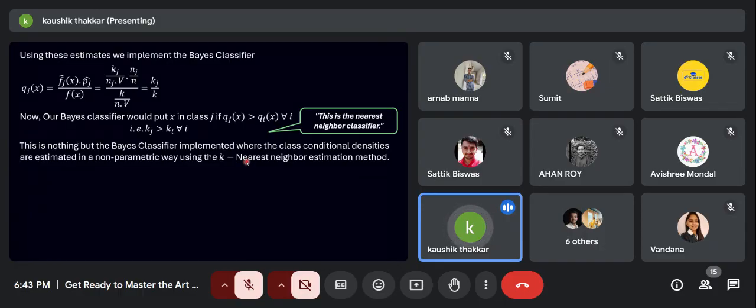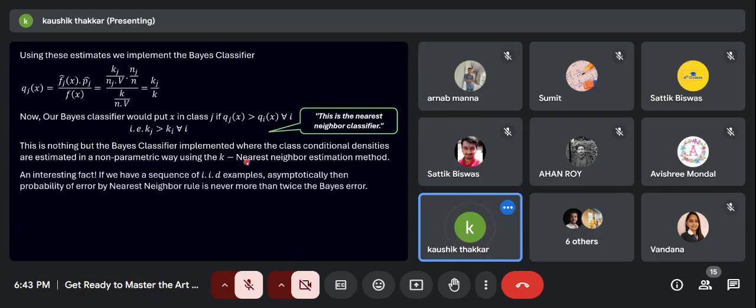As I said, this is nothing but the Bayes classifier implemented, where the class conditional densities are estimated in a non-parametric fashion using the k nearest neighbor estimation methods. Now, a very interesting fact to know is that if we have a sequence of IID examples, asymptotically, the probability of error by the nearest neighbor rule that we have derived is never more than twice the Bayes error, right? As you know, the Bayes error is the minimum error that you can have, and the nearest neighbor rule will never have an error more than twice the Bayes error. So this is a very important result.